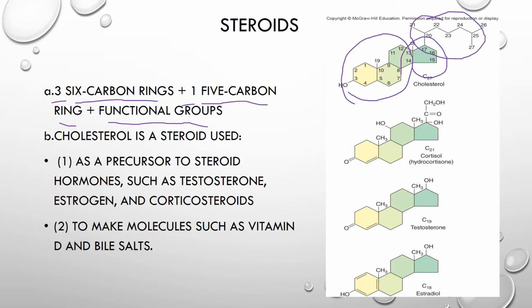Cholesterol is going to be the precursor for making all steroids, and so testosterone, estrogen, and corticosteroids would be examples of these hormones. And then we'll also have cholesterol used to make different molecules like vitamin D and bile salts that are produced within the liver.